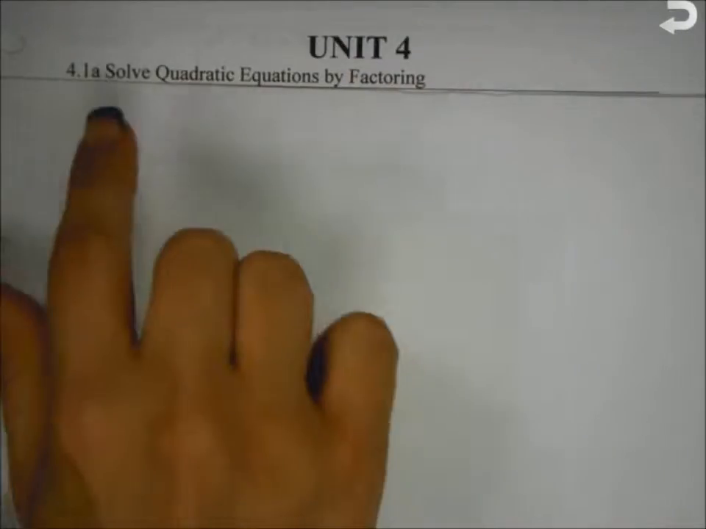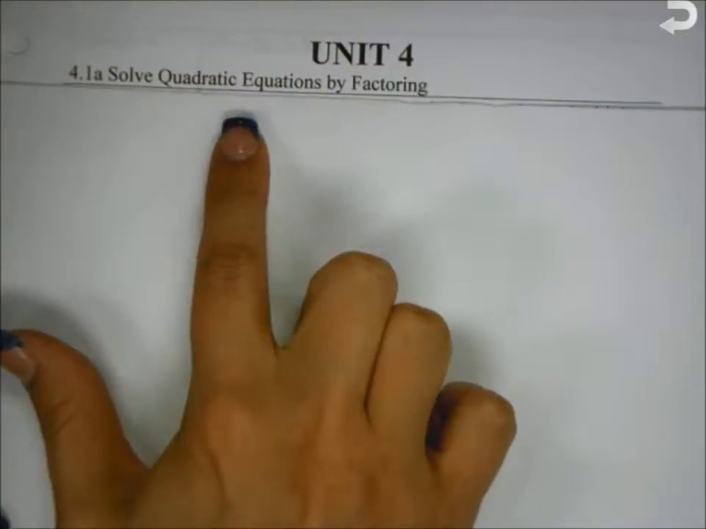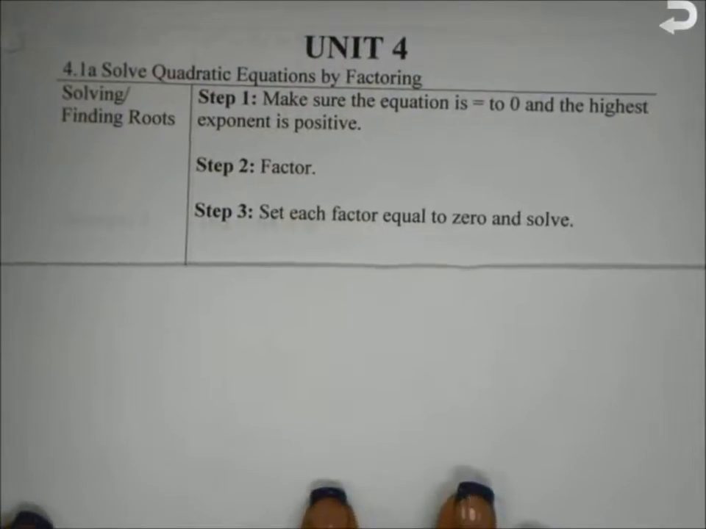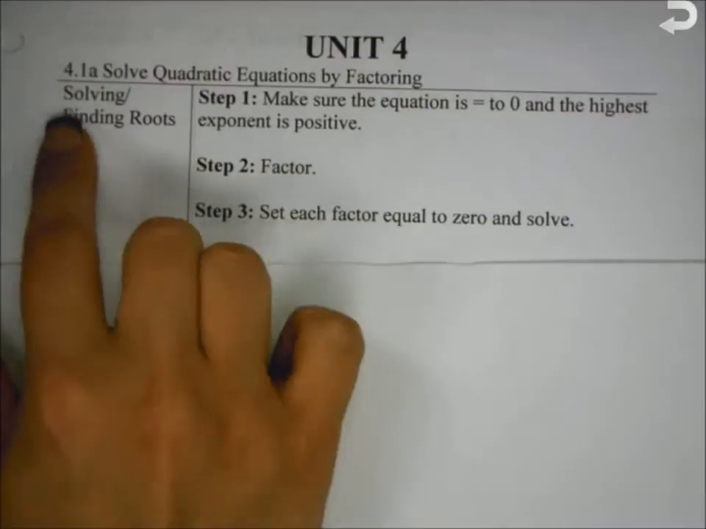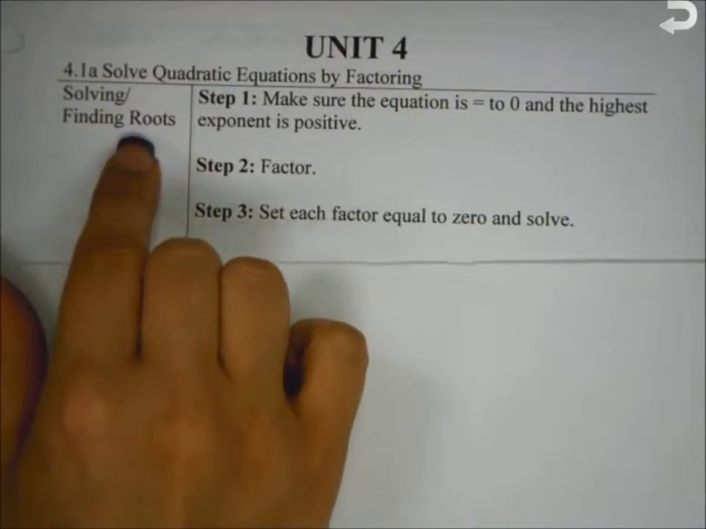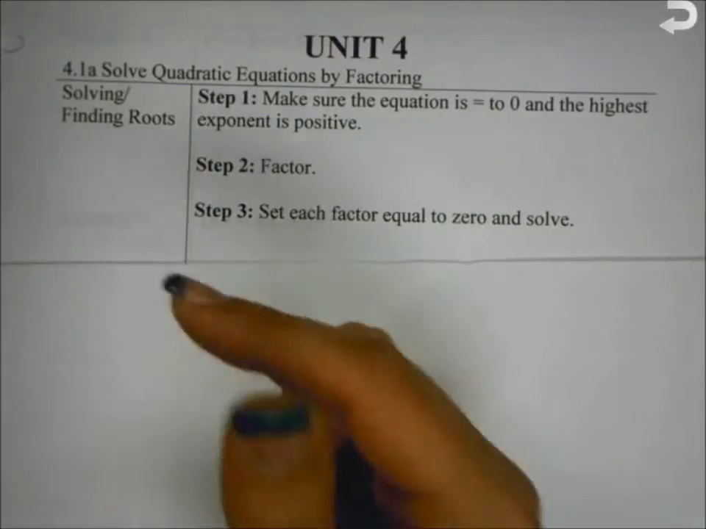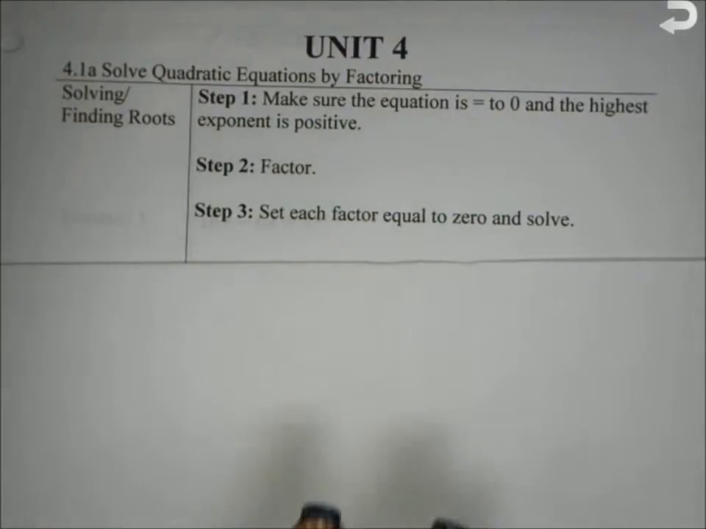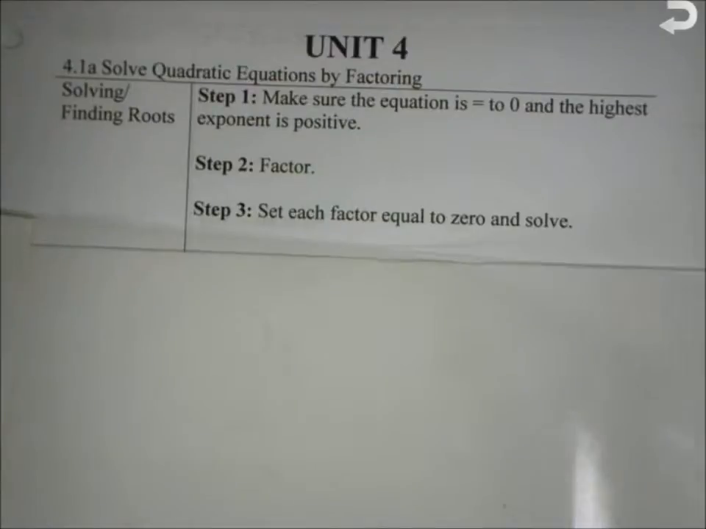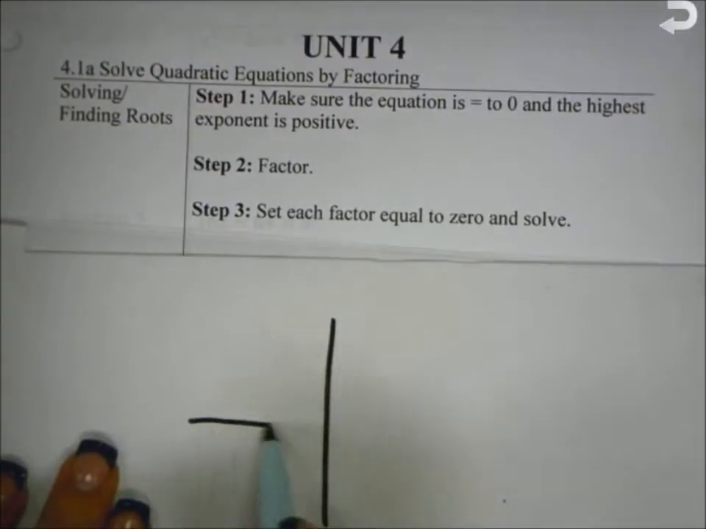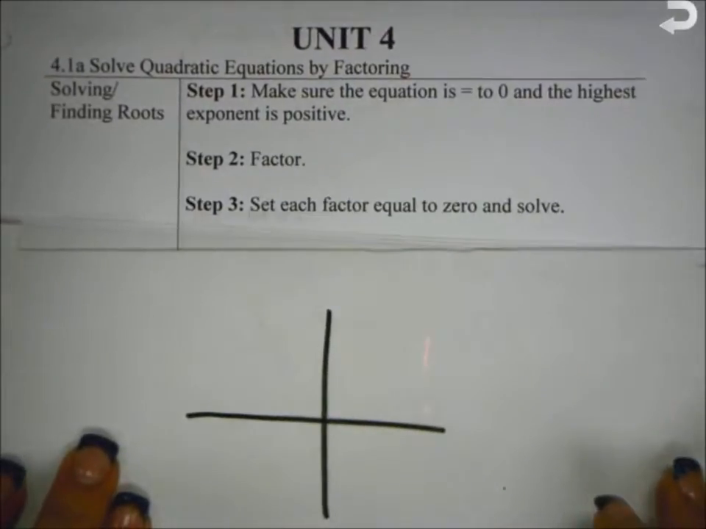So 4.1a, solving a quadratic equation by factoring. Now when we are solving quadratic equations, we could also call that finding the roots or finding the zeros. And the reason why we call it roots and zeros is because the graph of a quadratic, if you guys remember, is called a parabola. It looks like this.